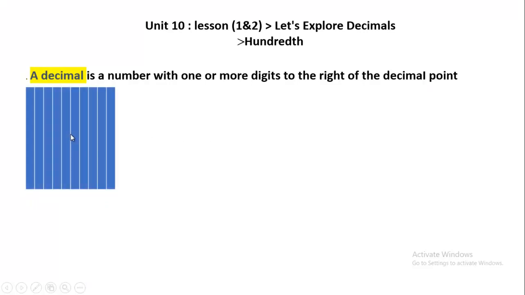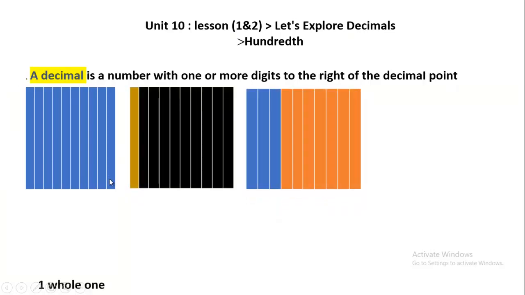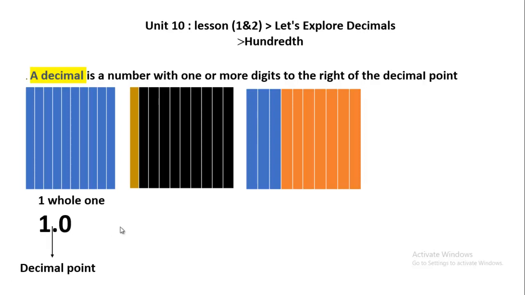Let's explore it. If I have a rectangle like this and divide it into 10 equal parts, this whole rectangle is called one whole, 1.0. Point zero to the right of any number is nothing. It means one whole without any decimal. There does not exist any decimal here.